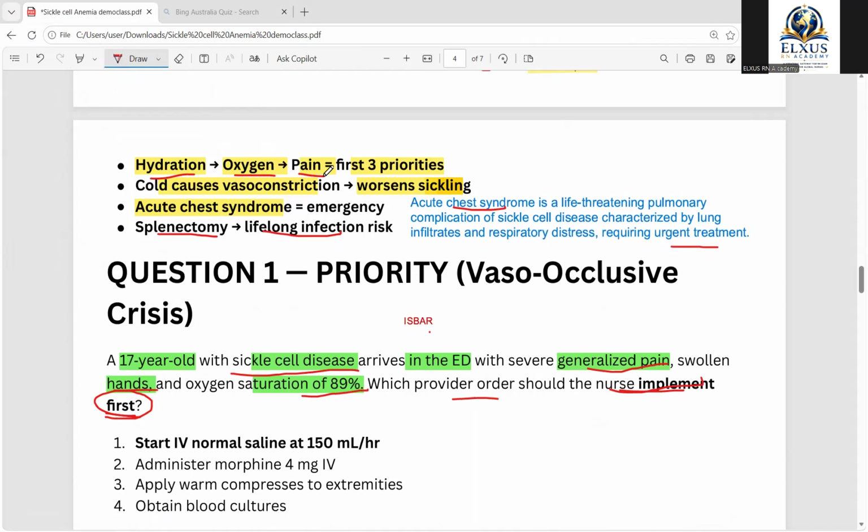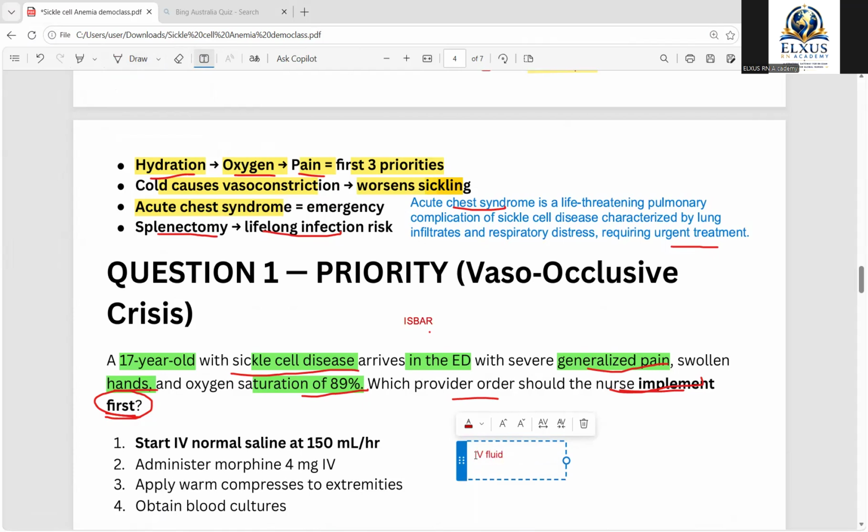Okay, and also we need to categorize the immediate priority management. We know the hydration is the highest priority. We can read the options: start the IV normal saline at 150 ml per hour, administer morphine, apply warm compress to extremity, obtain blood culture. All these are important management. Okay, so we know how the priority is coming: IV fluid.